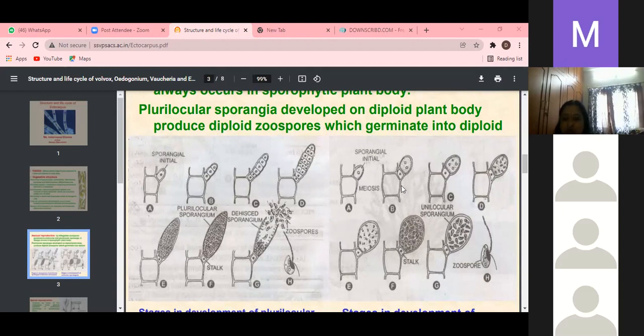This diploid, what type of nucleus is here? How many nuclei are there? Two nuclei are there, no, in the picture. That is the diploid nucleus of the unilocular sporangium. This diploid nucleus of the unilocular sporangium undergoes meiosis to form 4 haploid nuclei.